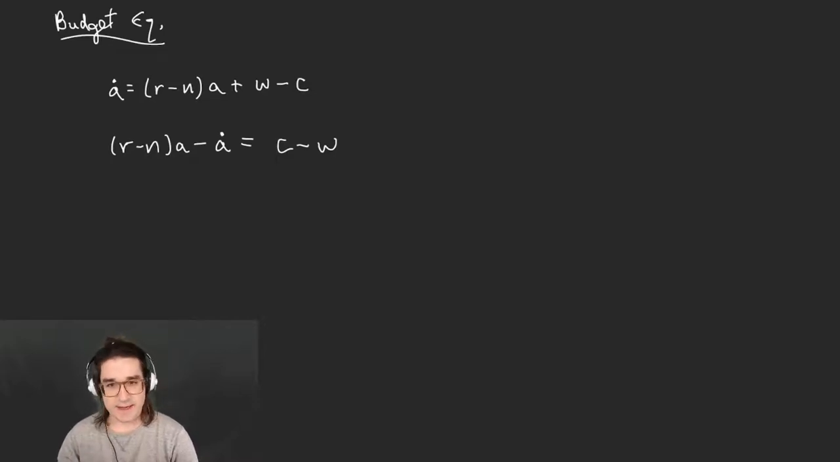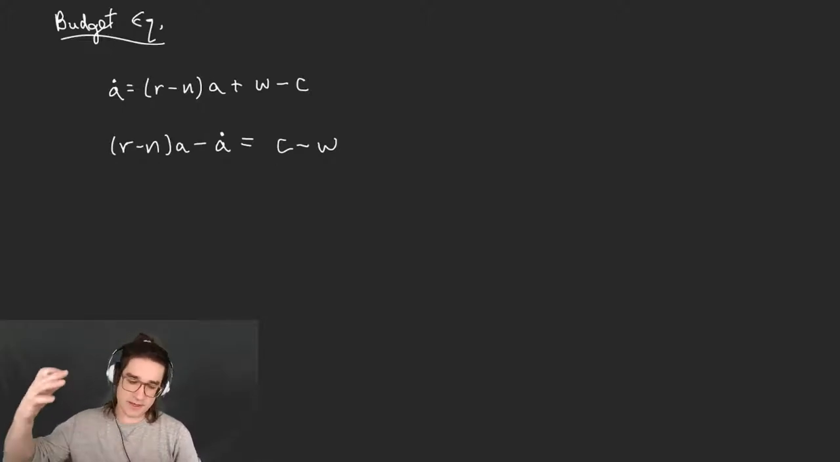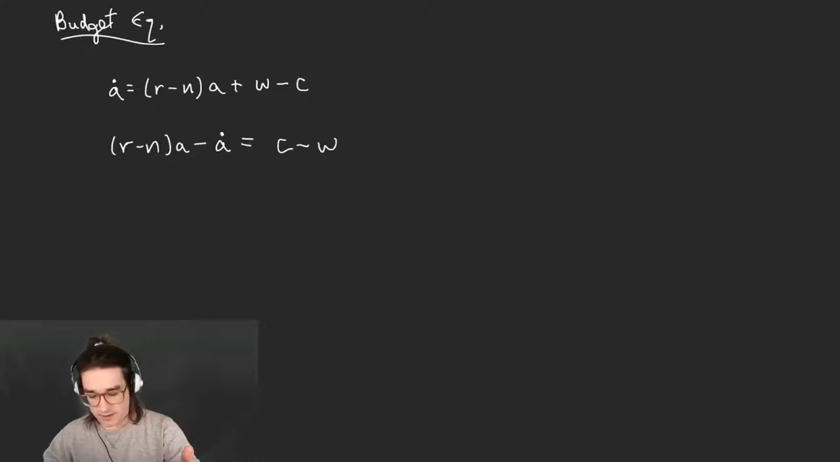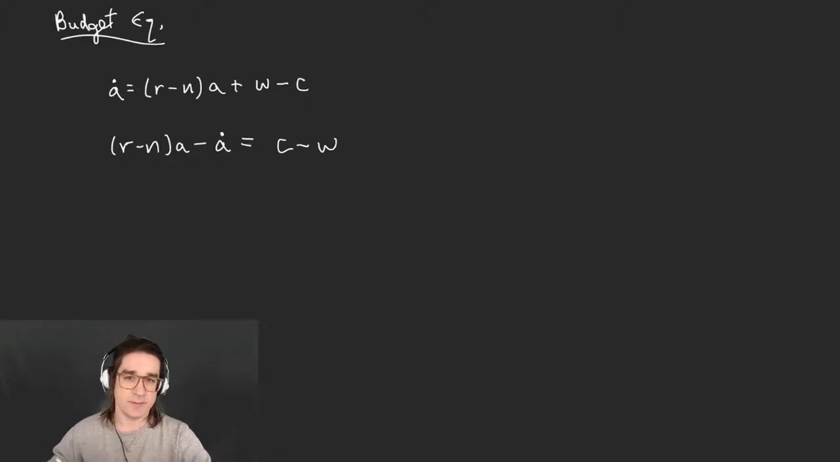And so you're underspending, you're not throwing away money, right? If you underspend, you put it in the bank. So you're either consuming or you're saving. You're not just burning money. So when C is below W, that means A should be going up. And when you put money in the bank, it earns the rate of return R, or R minus N in this case. So that's what's going on.